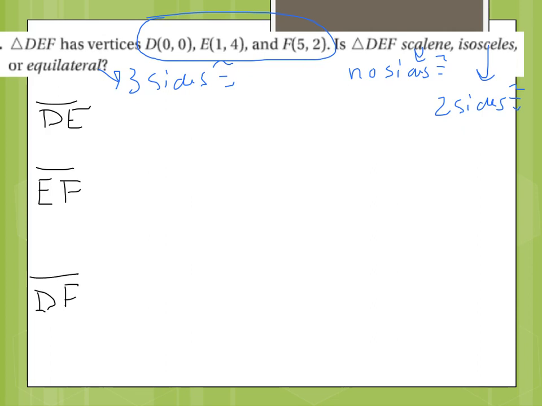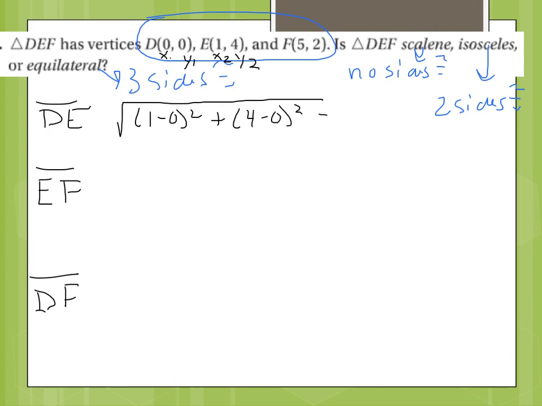So if I'm going to find the distance of DE first, this would be my x1, y1, DE, this could be my x2, y2. And so I'm going to have the square root of x2 minus x1, so 1 minus 0 squared, plus y2, 4 minus 0 squared. And this will be equal to, if you want to do this portion in your calculator, that's fine by me, but your answer should be in a square root format, unless it is a perfect square. So this would be the square root. 1 times 1 is 1, 4 times 4 is 16, so it's the square root of 17.